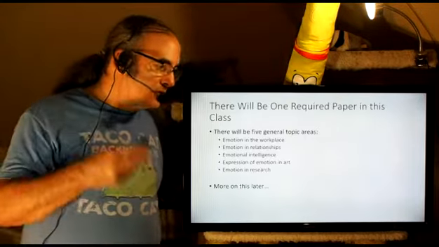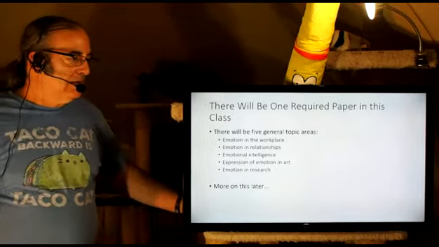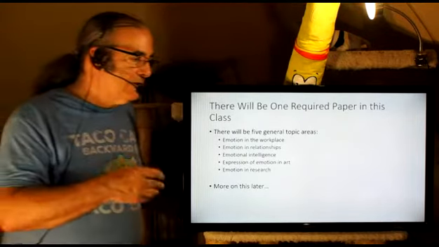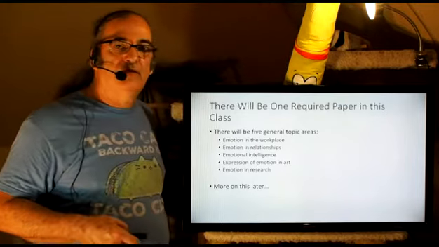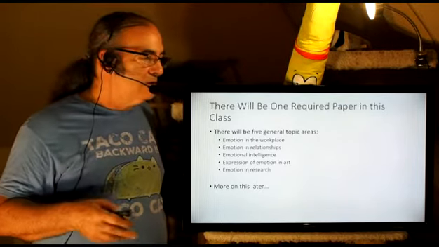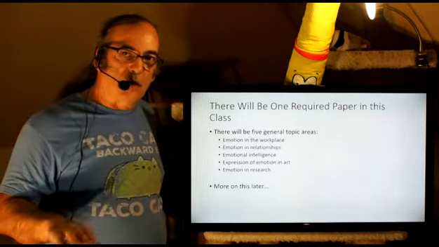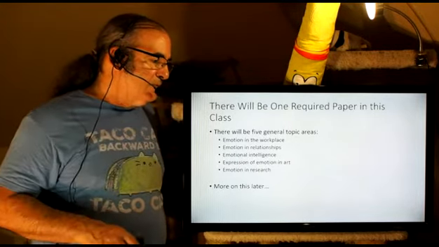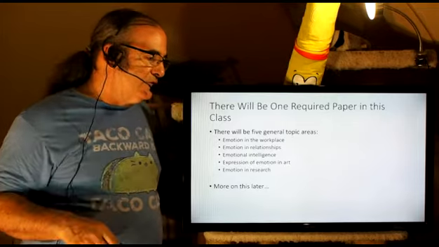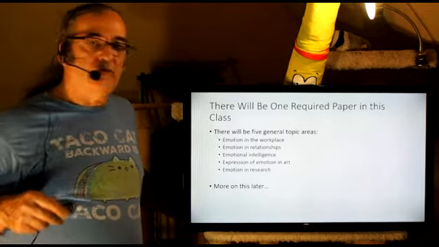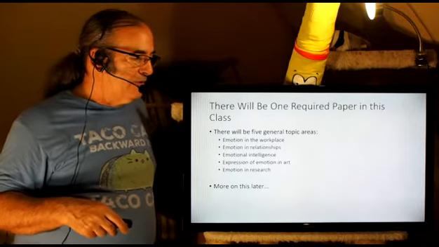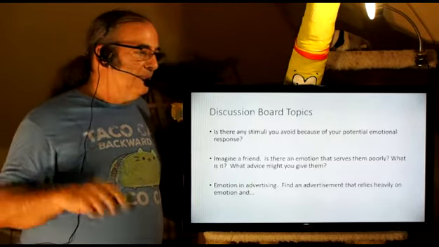Now, there's going to be a required paper in this class, and as I said in the little syllabus blurb, which maybe you saw or didn't, there's going to be 5 general topic areas. You can find it in the syllabus in the module section. Down at the bottom you'll see assignment paper, and emotion in the workplace, emotion in relationships, emotional intelligence, emotion and expression of art, emotion and research. Look at them all, read the prompts, think about what you want to do. More on it later, right?